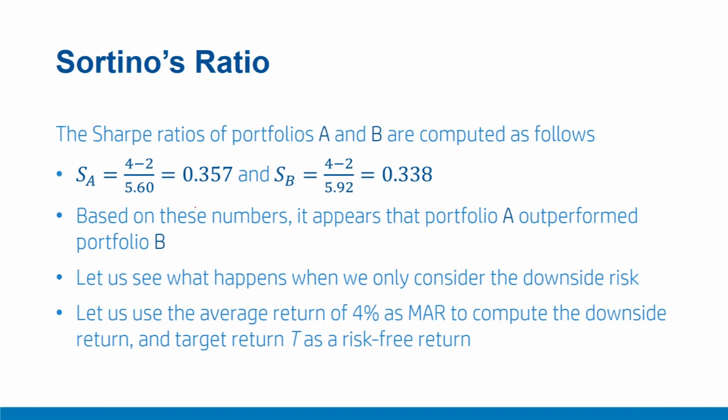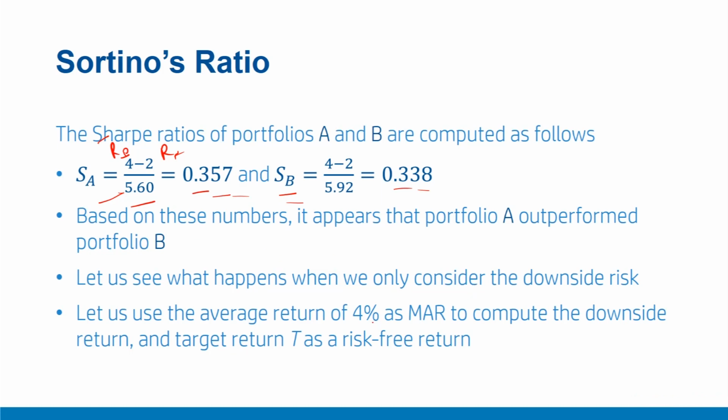Since we have RF, the average returns, R_P bar, and their standard deviations, we can easily compute their Sharpe ratios as 0.357 for portfolio A and 0.338 for portfolio B. Based on these figures, it appears that portfolio A outperformed portfolio B. Let us see what happens when we only consider downside risk.